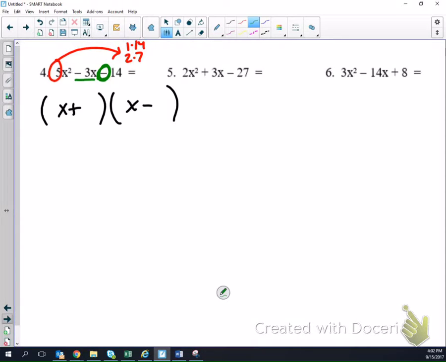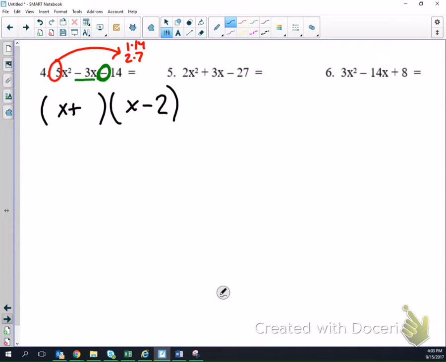If I do 5 times 1, that'll be a 5 minus a 14, and I'm going to get a 9. That didn't work. All right, 5 times 2 is going to be 10 minus 7. That's 3. Sweet. So I know I multiply the 5 and the 2. So 5 and 2 are going to have to be in opposite parentheses. I'm going to multiply 5 and 2 and then subtract the 7. Our 3 is a negative, meaning that the bigger number has to be a negative.